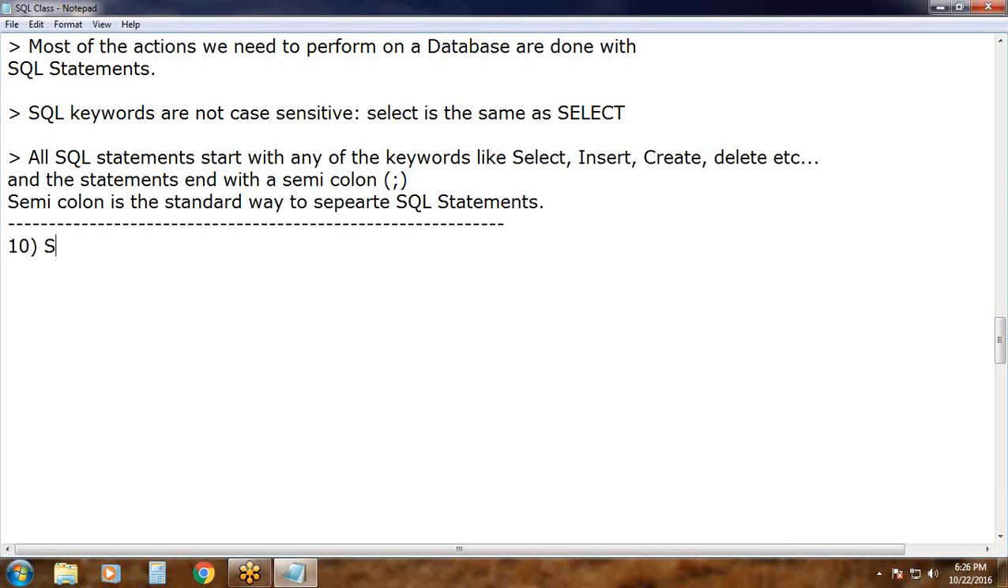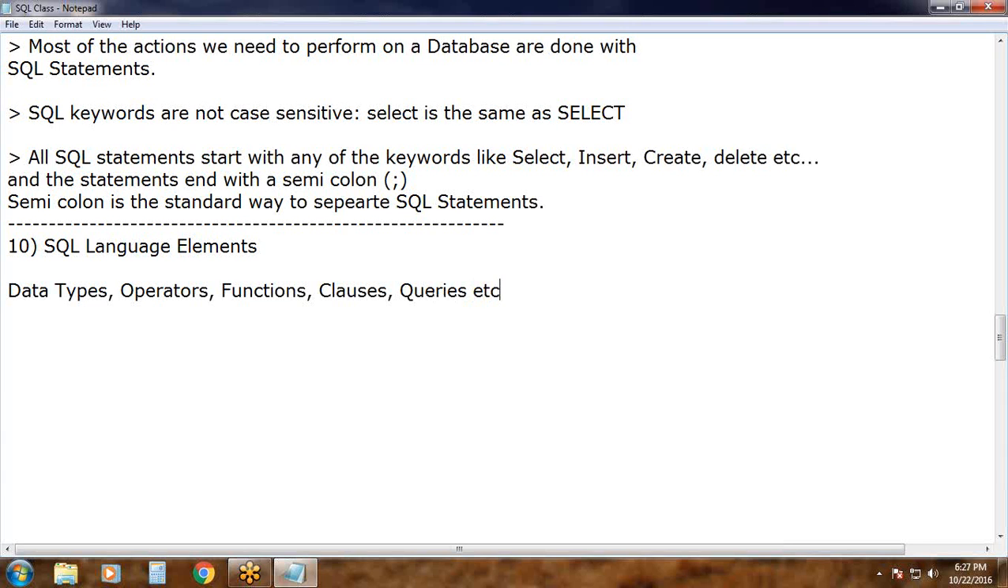Important one: SQL language elements. What are the SQL language elements? Data types, operators, functions, clauses, queries, etc. See, data types, operators, next functions, clauses, next queries, etc. are SQL language elements.